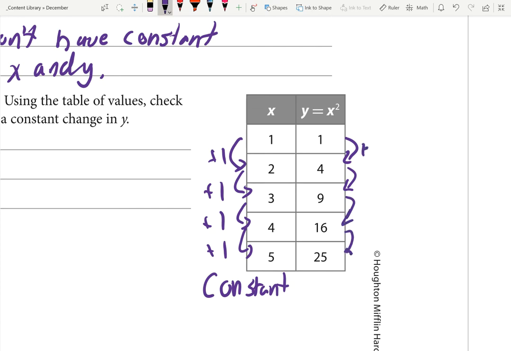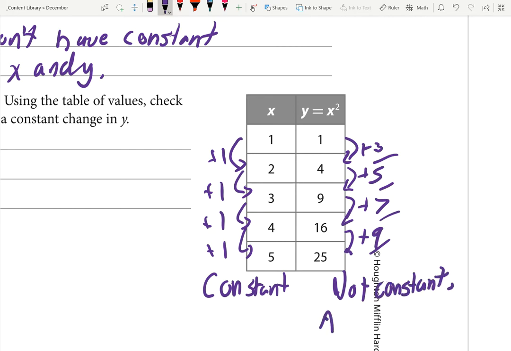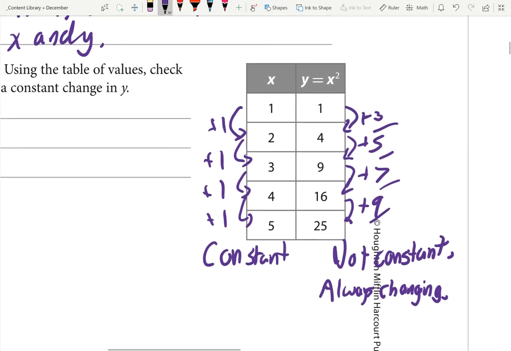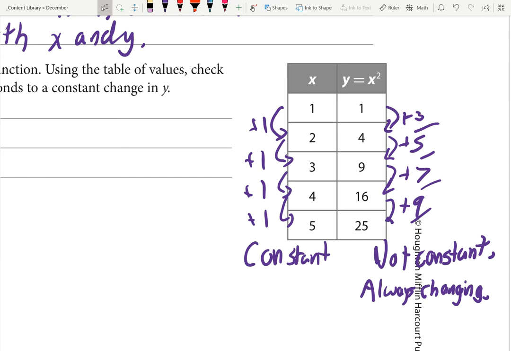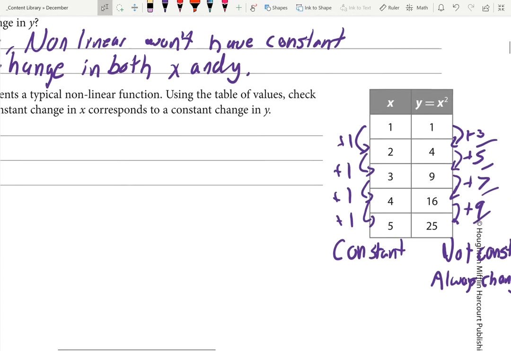The y's change at +3, then +5, then +7, then +9. All these values are different numbers. There might be a pattern, sure, but they are still different numbers. They are not constant. They're always changing. So because they're always changing, that means it's not linear. A linear function has a constant change in x and a constant change in y. This does not do that.